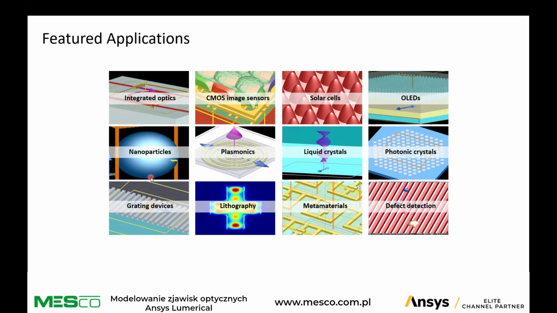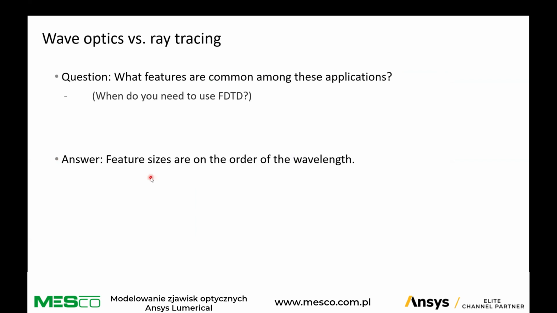So one question that can come to your mind is, what is the common point between all these applications? Or put in a different way, when should we use a simulation method like the FDTD compared to ray tracing, for instance? The simple answer to that is just related to the feature size of your device. If the feature size of your components is of the same order of magnitude as the wavelength, that's where you should consider full wave simulations like the FDTD method provides.